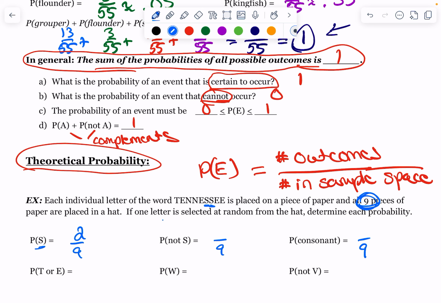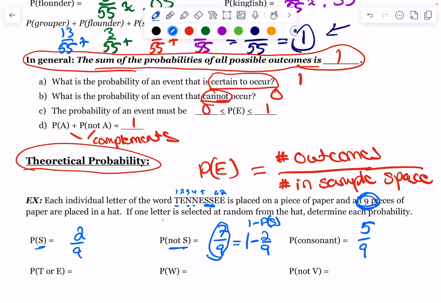Now, the probability of not S, we have 2 different options. We can count the letters that are not S because there's not that many of them. So we get 7/9, or we could have done 1 minus 2/9, which is 1 minus the probability of S, using that complement. We get the same answer here. Okay, probability of a consonant. So T, N, and S, we've got 1 T, 2, 3, 4, 5. So it's 5/9.